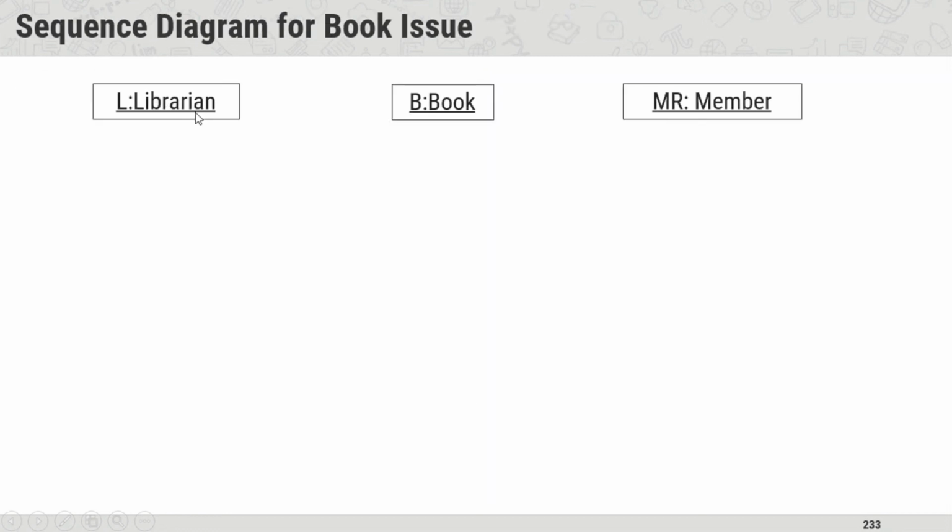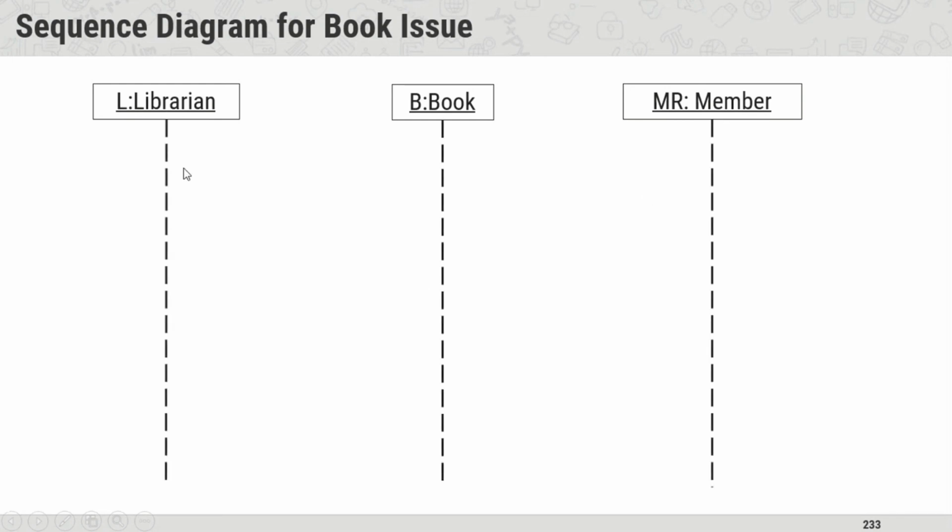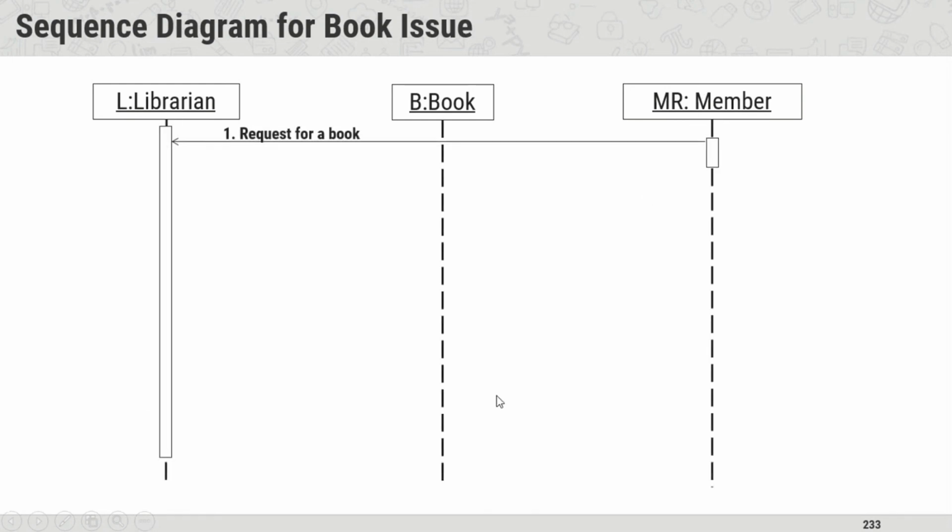So these are my objects: librarian, book, and member. This is the lifeline for these objects. First, the member will request a book. This message will be given to the librarian. The librarian cannot immediately give the reply to the member, so it will first check the availability of the book. This interaction happens between the librarian and the book.